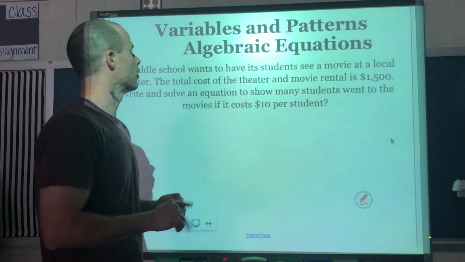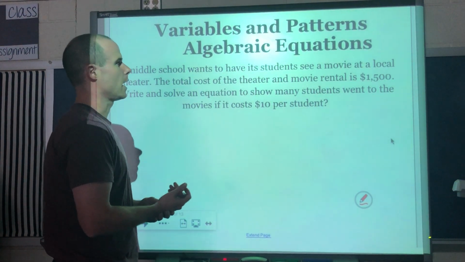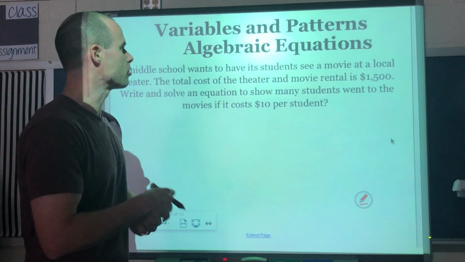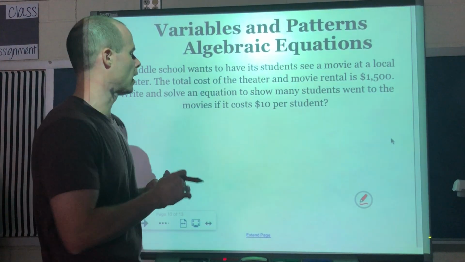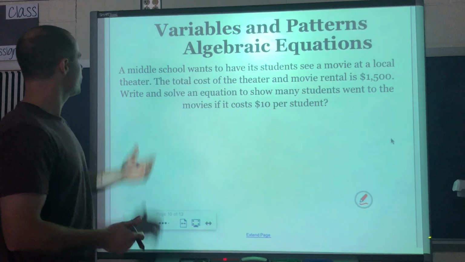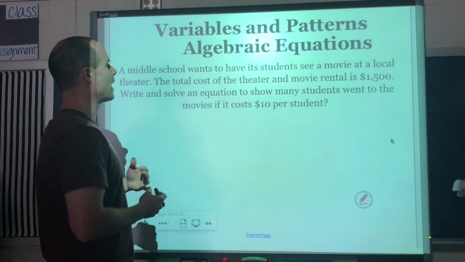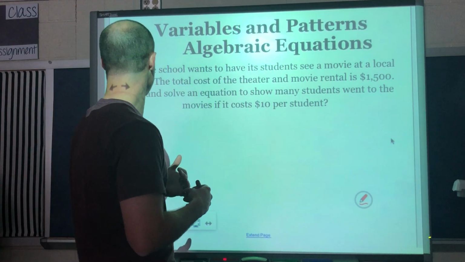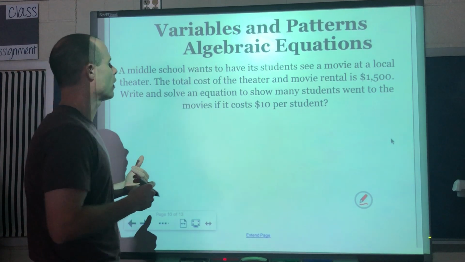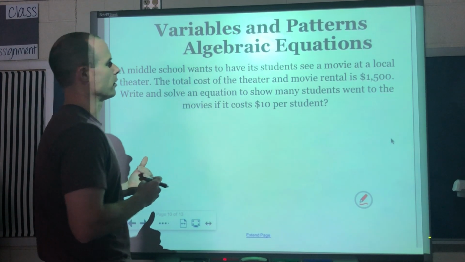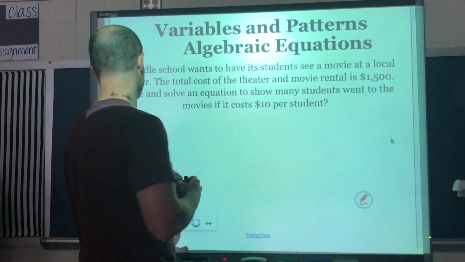The next problem we're going to look at is from our variables and patterns unit. And this problem is going to focus on using algebraic equations to help us answer questions. So in this problem, it says a middle school wants to have its students see a movie at a local theater. The total cost of the theater and the movie rental is $1,500.